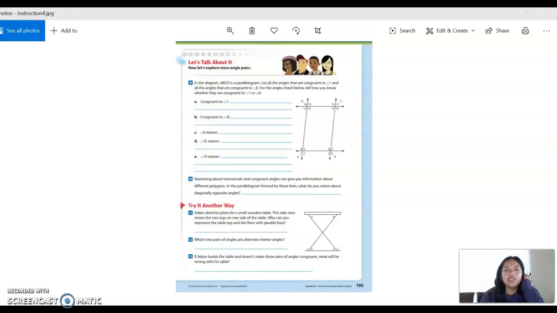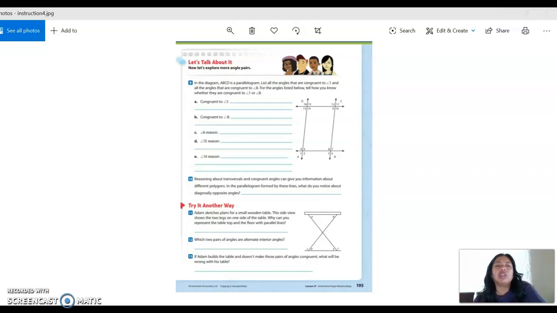Okay, the next part, they try to make it a little tricky because they add a bunch of extra lines. It's a kind of a parallelogram, but you are using the same concepts that you've learned today and yesterday. In number 9, it says in the diagram ABCD is a parallelogram. List all the angles that are congruent to angle 1 and all the angles that are congruent to angle 8. I'm going to list all the angles congruent to angle 1, and I'm going to have you do angle 8 on your own. For the next part, it says for the angles listed below, tell how you know whether they are congruent to either angle 1 or angle 8.